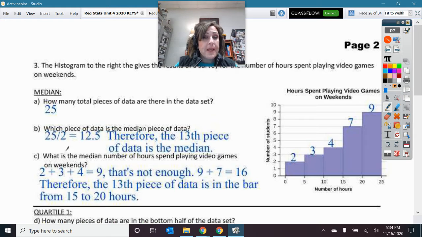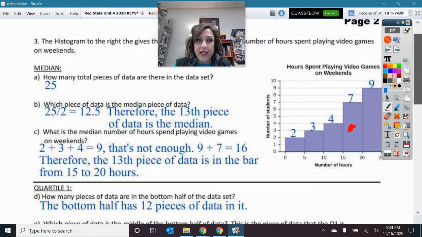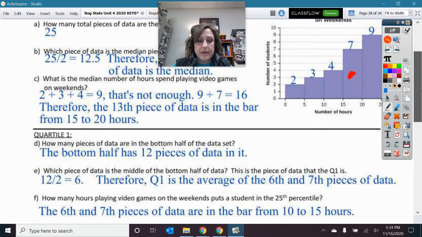Okay, next. So here we have a histogram, and we're finding those key statistics, the Q1, median, and Q3. So first, I added them up. There's 25 pieces of data. So the 13th piece of data is the median. So I found, so there's 5, that's 9, 10, 11, 12, 13. So the 13th piece of data is in there somewhere from 15 to 20 hours. The number of hours spent playing video games on weekends.